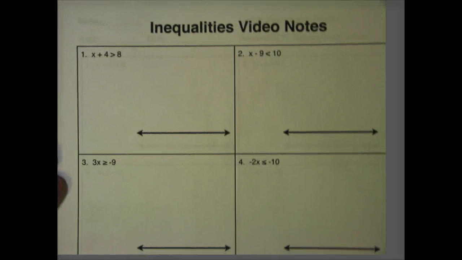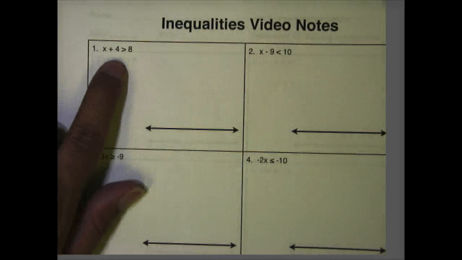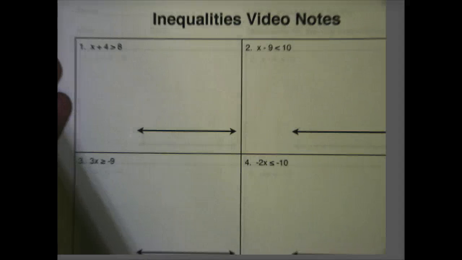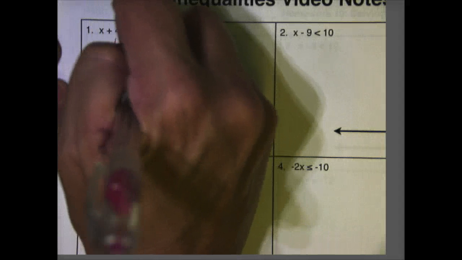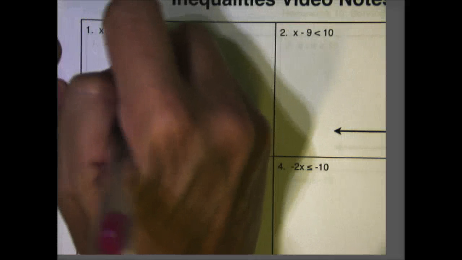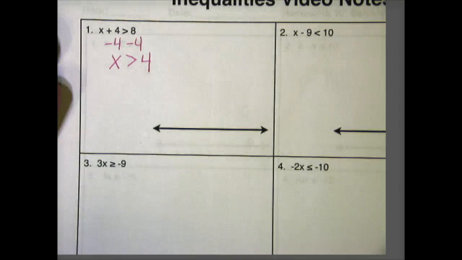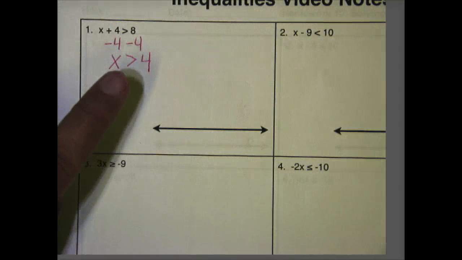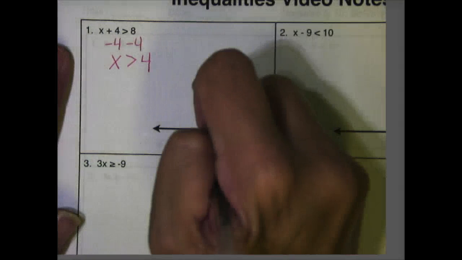All right, let's take a look at number 1. x plus 4 is greater than 8. In order to get x by itself, we subtract 4 because we have a positive 4. That gives us x is greater than 4. Because we didn't multiply or divide by a negative, we don't have to flip our symbol.